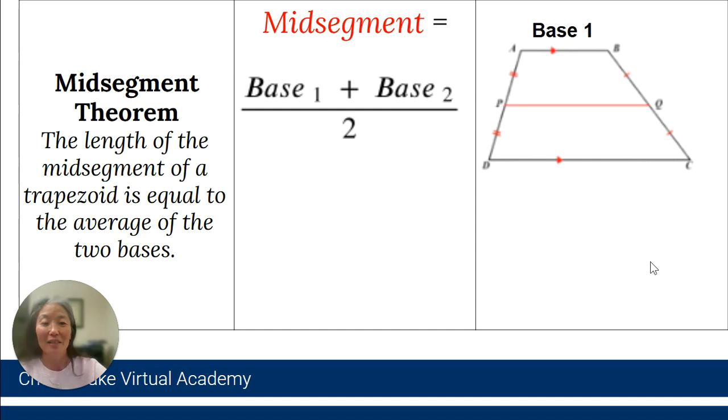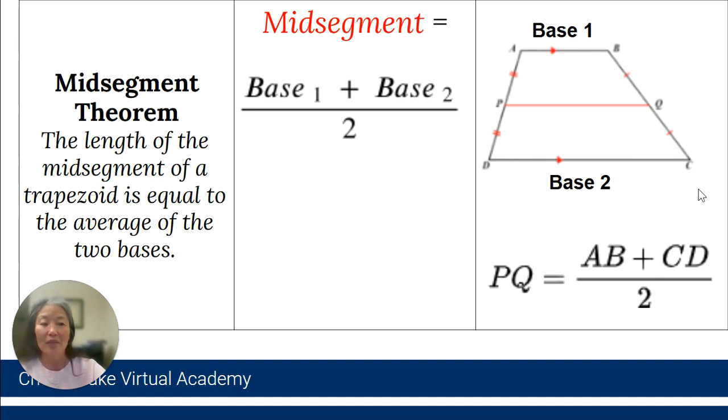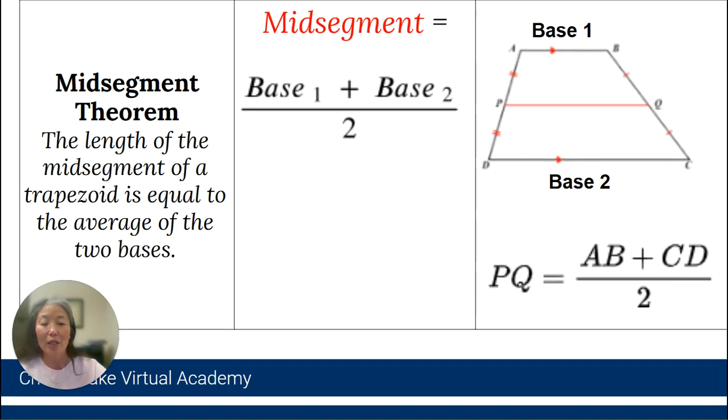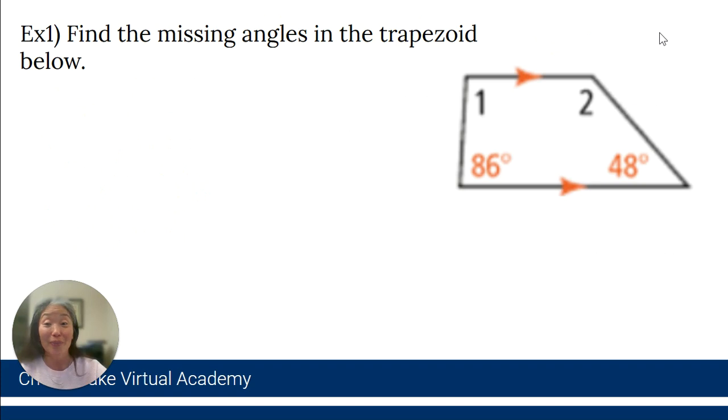Okay, so base 1 at the top, base 2 at the bottom, or reverse, add those two bases, divide by 2. So specifically for this diagram, PQ is equal to the length of AB plus the length of CD, divided by 2. It's the middle segment. All right, let's do some examples.